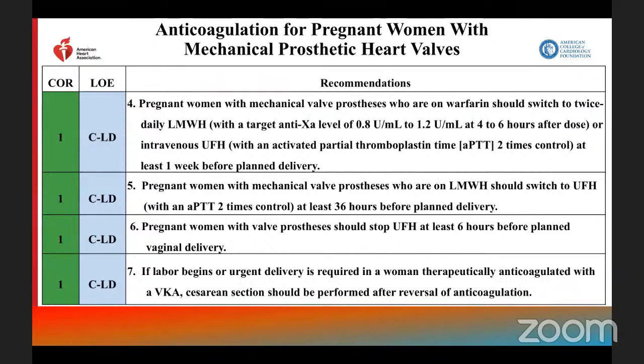And pregnant women with a mechanical valve prosthesis who are on low molecular weight heparin should switch to unfractionated heparin at least 36 hours before planned delivery. It's a class 1. And pregnant women with a valve prosthesis should stop the unfractionated heparin at least 6 hours before a planned vaginal delivery. It's a class 1. And if labor begins or urgent delivery is required in a woman therapeutically anticoagulated with a vitamin K antagonist, a cesarean section should be performed after reversal of anticoagulation. That's a class 1.